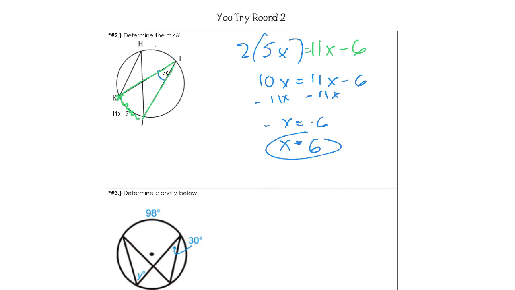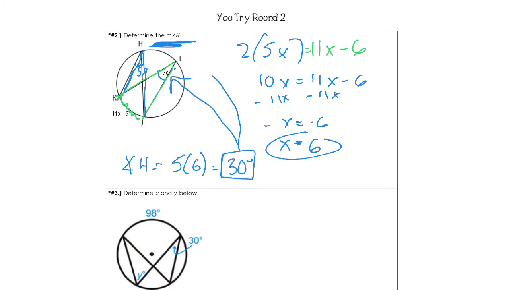This is not my final answer, though, because it said, what is angle H equal to? Well, angle H is the inscribed angle that hits the exact same arc, so H and I are equal. So this is also 5x. So angle H equals 5 times x, which is 6. So angle H equals 30 degrees, and so does angle I.